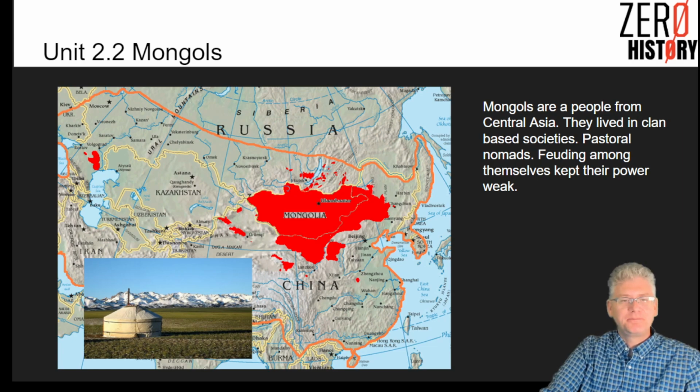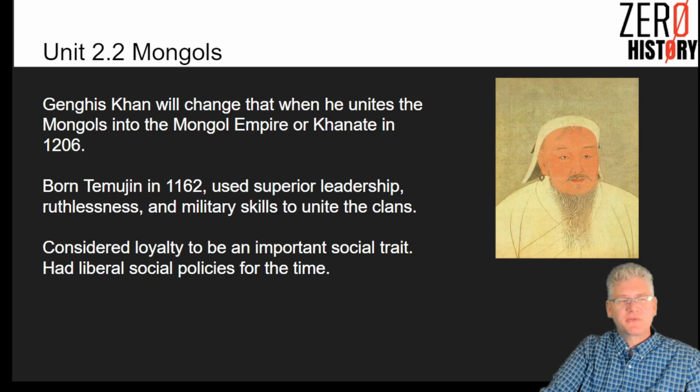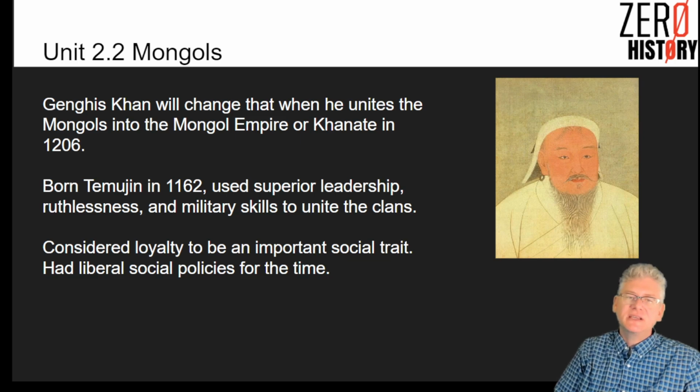But what really changes for the Mongols is going to be this guy. So Genghis Khan is going to change a lot of this. He will unite the Mongols into the empire or Khanate in 1206. He was born to Temujin in 1162 and is going to use leadership, ruthlessness, military skills, all these things to help unite those clans together. He considered loyalty to be an important social trait, so he really emphasized that. And he had pretty liberal policies for the time. Again, nothing compared to today, but definitely a little bit different than you would see otherwise.